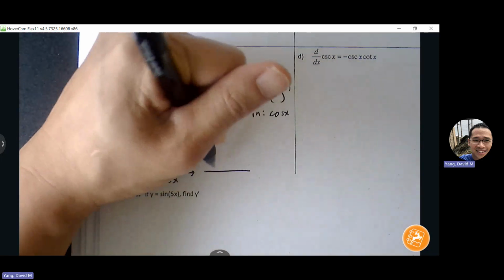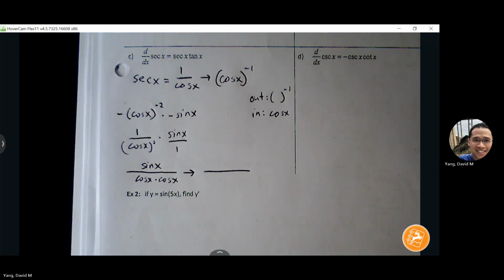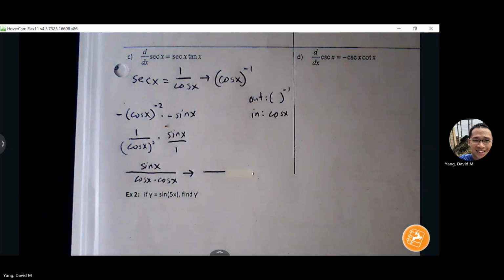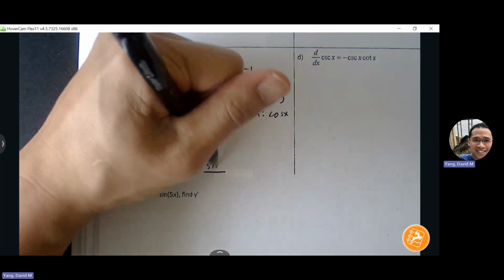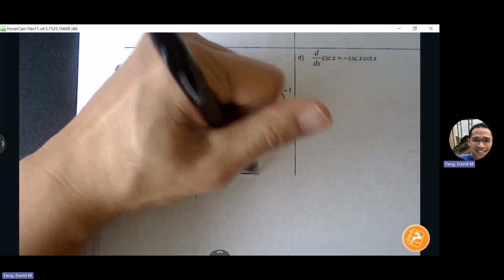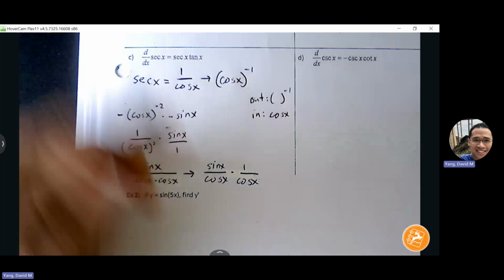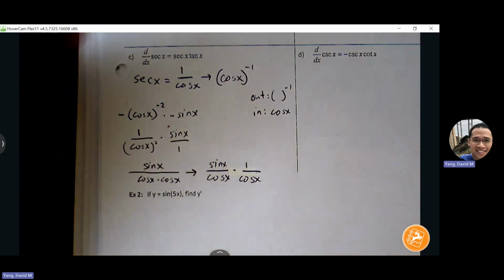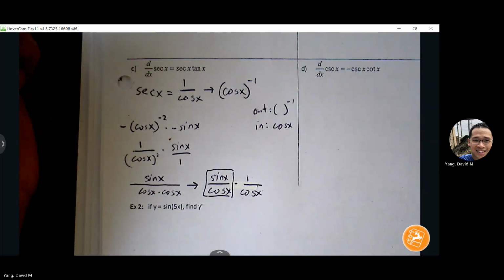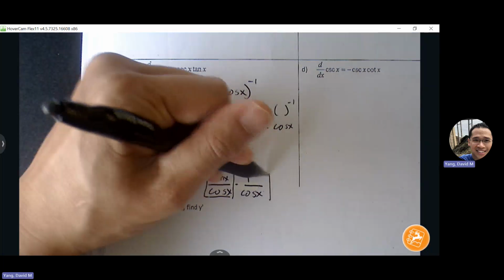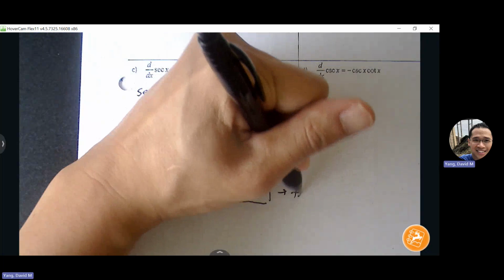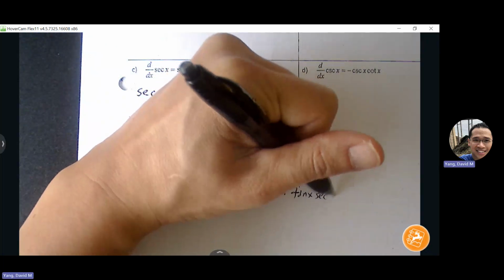So what if I do this? I'm just rearranging these fractions around. What if I said sine of x over cosine of x times 1 over cosine of x, right? It's the same thing. I just separate it in a way that may be a little bit easier to see. So sine over cosine is the same thing as tangent. 1 over cosine is the same thing as secant. So there we have it. Tangent, secant, which is the same thing as secant tangent.